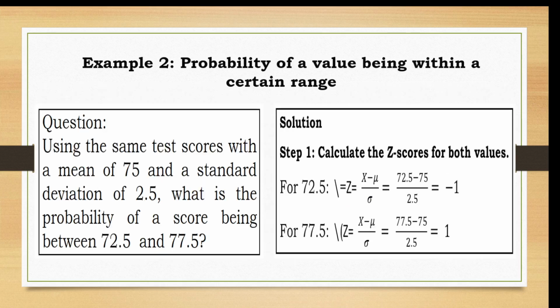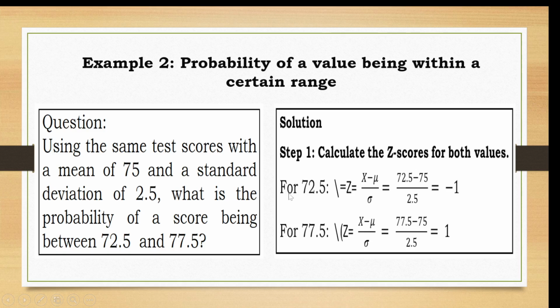Another example is to get the probability of a value being within a certain range. Using the same test scores with the mean of 75 and the standard deviation of 2.5, what is the probability of a score being between 72.5 and 77.5? We need to get the probability of getting a score which is between these two numbers here.